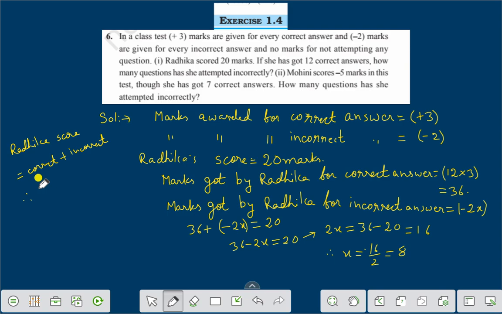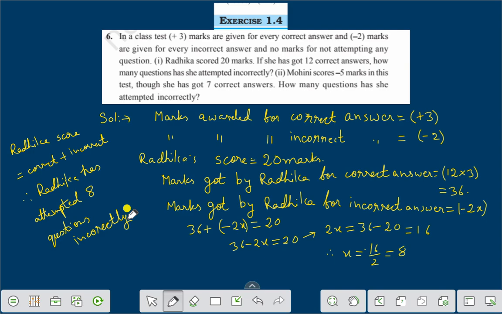Therefore, Radhika has attempted 8 questions incorrectly. Right?